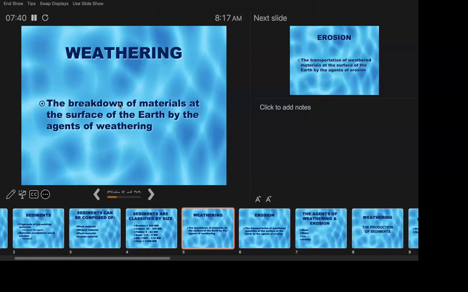So here's a more formal definition for weathering. The breakdown of materials at the surface of the earth by the agents of weathering. We're introducing a new term here, the agents of. And you're going to see agents of weathering and you're going to see agents of erosion in a moment. Most important thing here, though, is that weathering is simply the breakdown, the destruction, the making smaller pieces. All right?